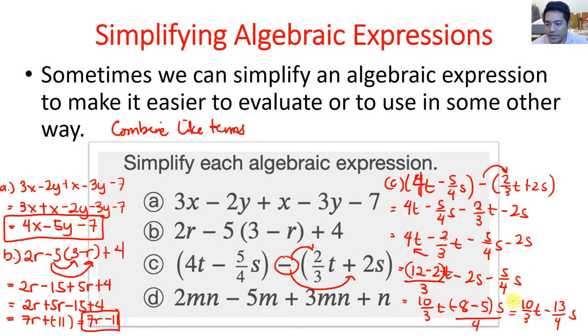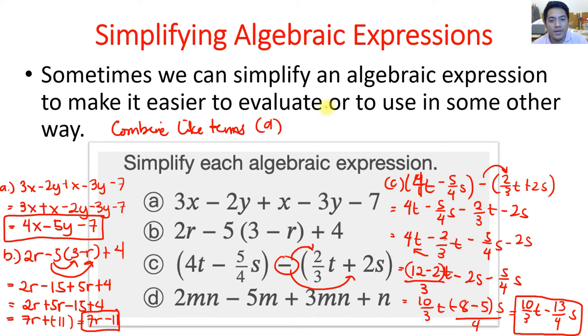Alright, so that's your answer, 10 all over 3t minus 14 or minus 13 all over 4s. So we just use, okay, how to subtract a whole number and a fraction. We combine like terms and we perform the indicated operation.